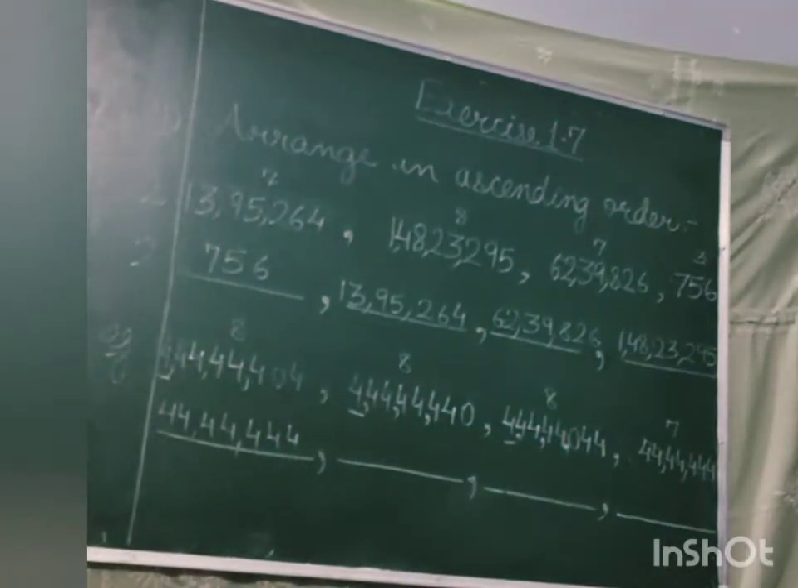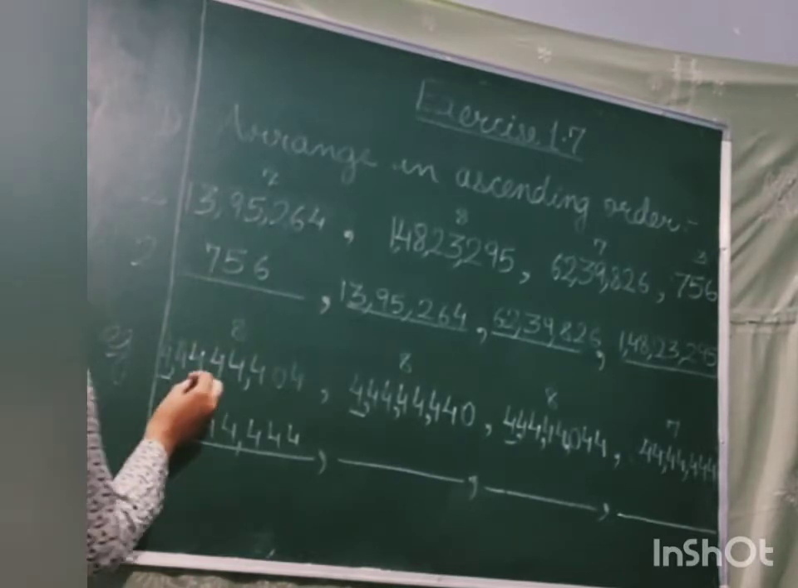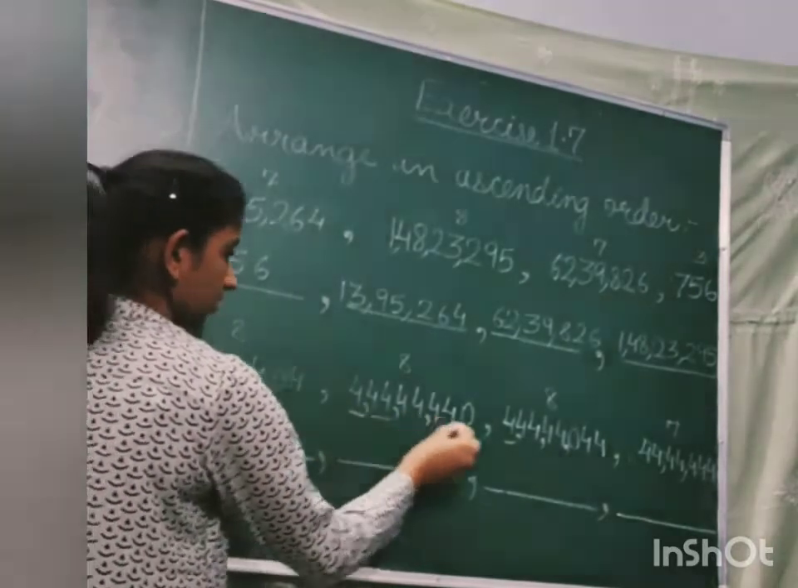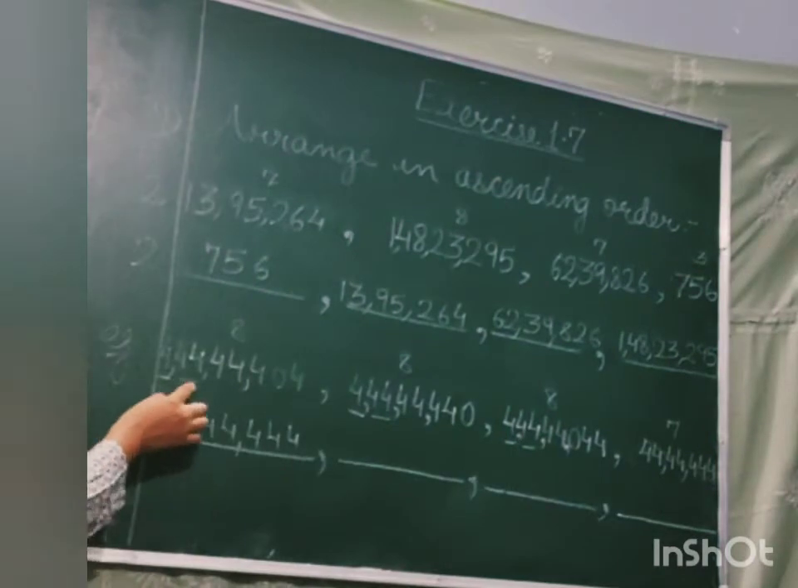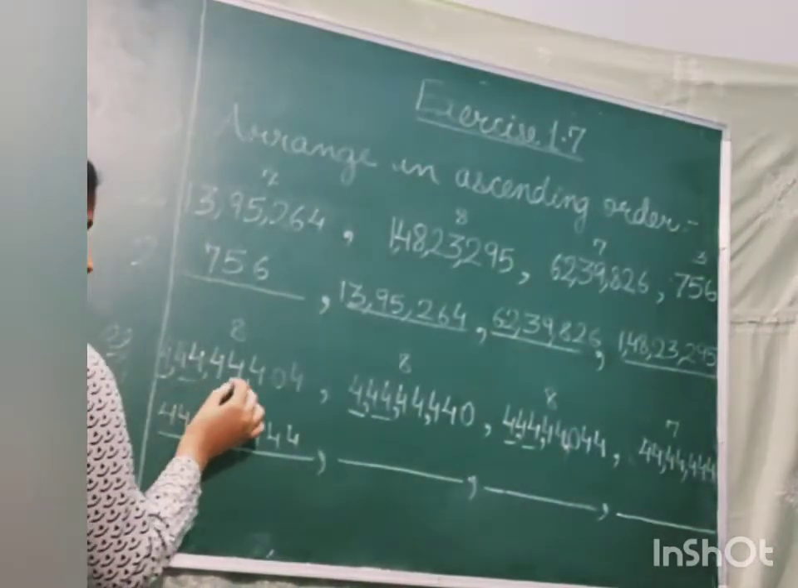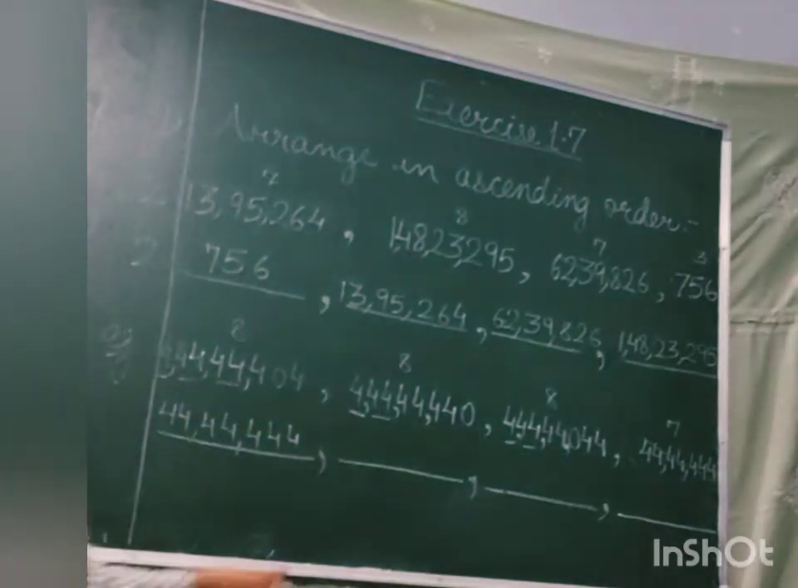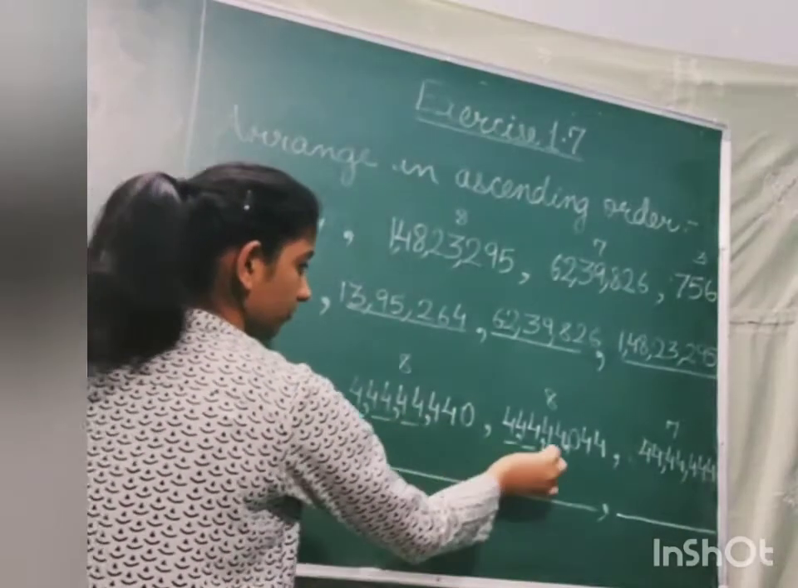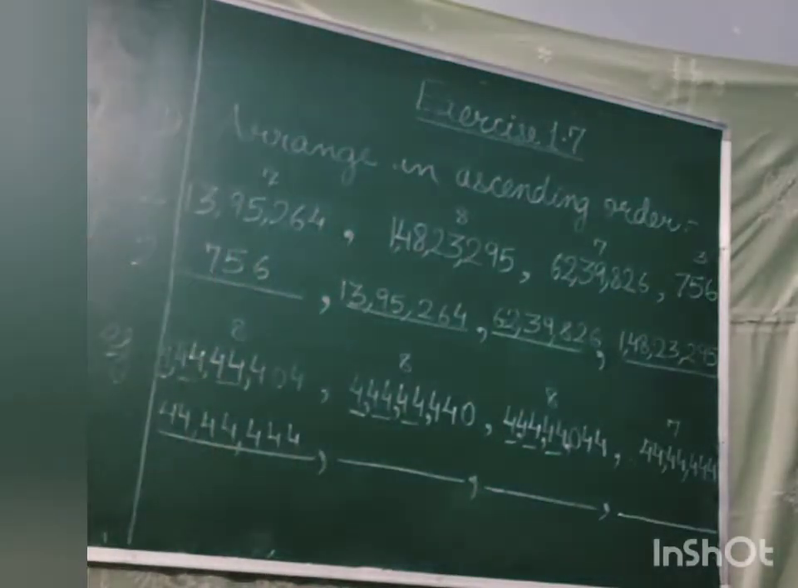Next is 44 lakh, 44 lakh, 44 lakh. All have 4 crore, 44 lakh. Let's see the thousands. 4 crore, 44 lakh, 44,000. This is also 4 crore, 44 lakh, 44,000. This is also 44,000. Now let's move on to the hundreds.